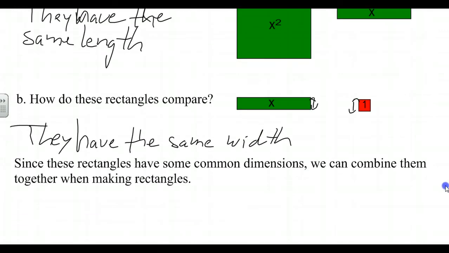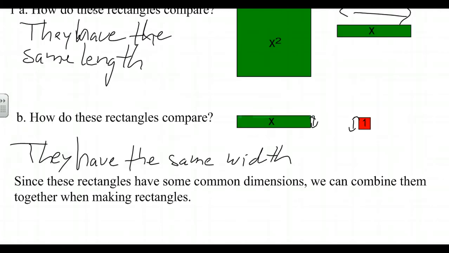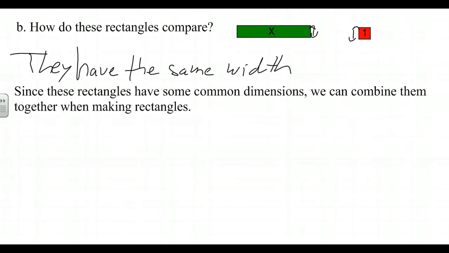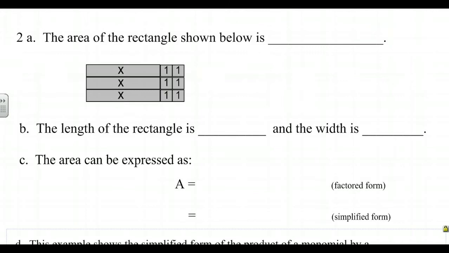Since these rectangles have some common dimensions, we can combine them together when making rectangles, right? So I can put this over against here, or I can turn it sideways and put it along here, and I can take this and put it along the edge here. So we can combine them when making rectangles.